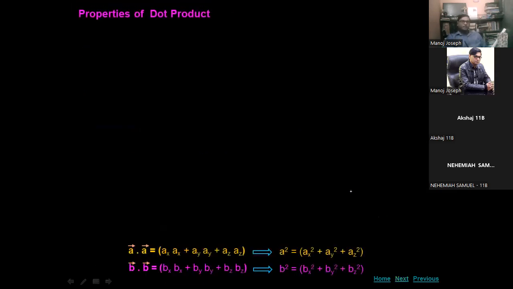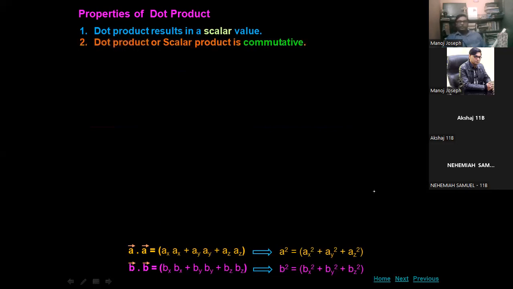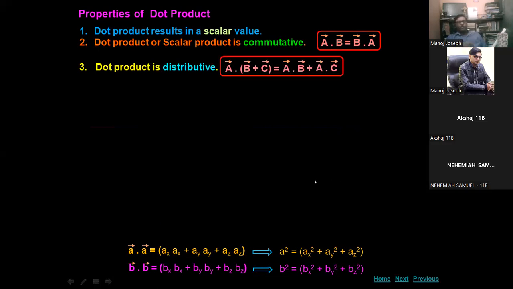So the next is the properties of the dot product. The dot product result is a scalar value. Whenever you multiply two vectors using the dot method, the product will be a scalar. Second, the dot product or scalar product is commutative, which means if you multiply vector A with B, then the multiplication of B with A will be the same. The output will be the same. Third, the dot product is distributive. If you multiply vector A with the sum of B plus C, that will be equal to A dot B plus A dot C.